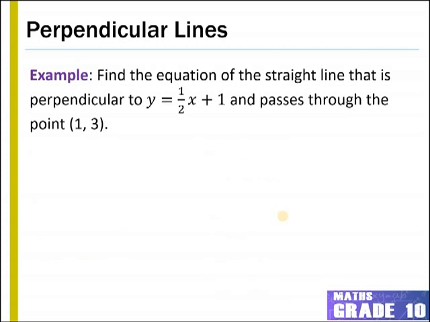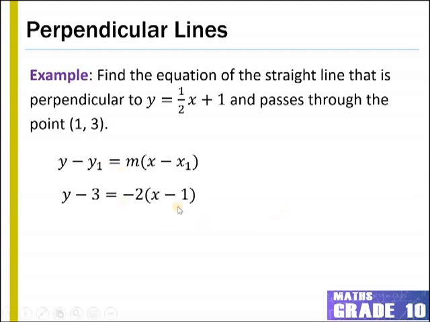Example: find the equation of the straight line that is perpendicular to y equals 1/2 x plus 1 and passes through the point (1, 3). We can use the form y minus y1 equals m times x minus x1. We know that it passes through the point (1, 3), so we can put y1 equals 3 and x1 equals 1, and we also know that the slope is going to be the negative reciprocal of 1/2, so it's going to be negative 2. So y minus 3 equals negative 2x plus 2, so y equals negative 2x plus 5.